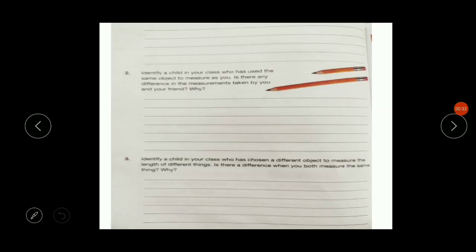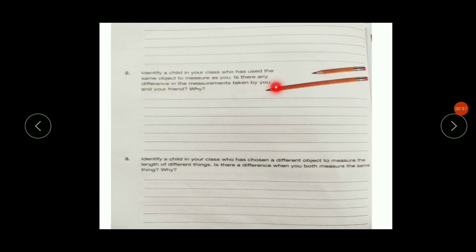Now the question is here. Identify a child in your class who has used the same object to measure as you. As we are not in the class, just now I had done the activity with the help of these same pencils, one long pencil and one short pencil. This observation you have to write down here, or you can do this activity at home on your own.